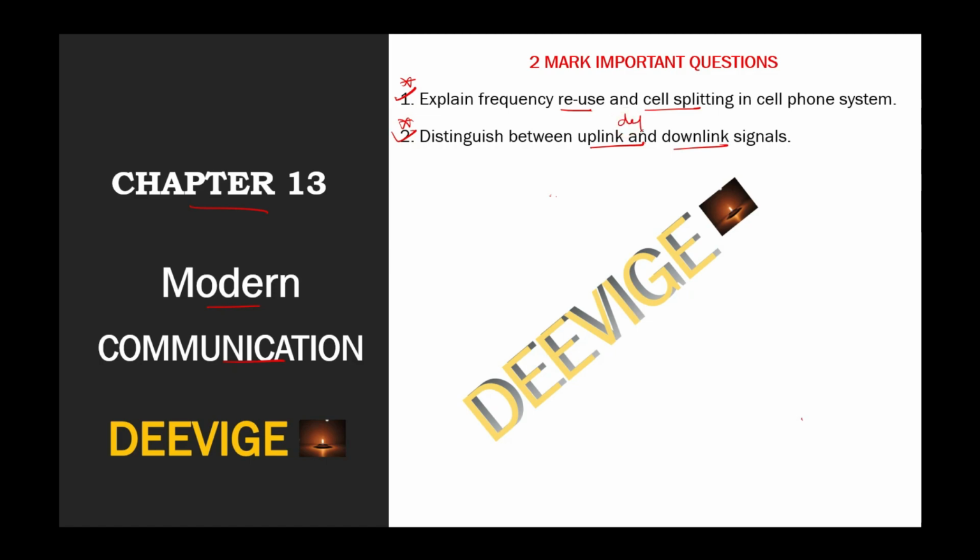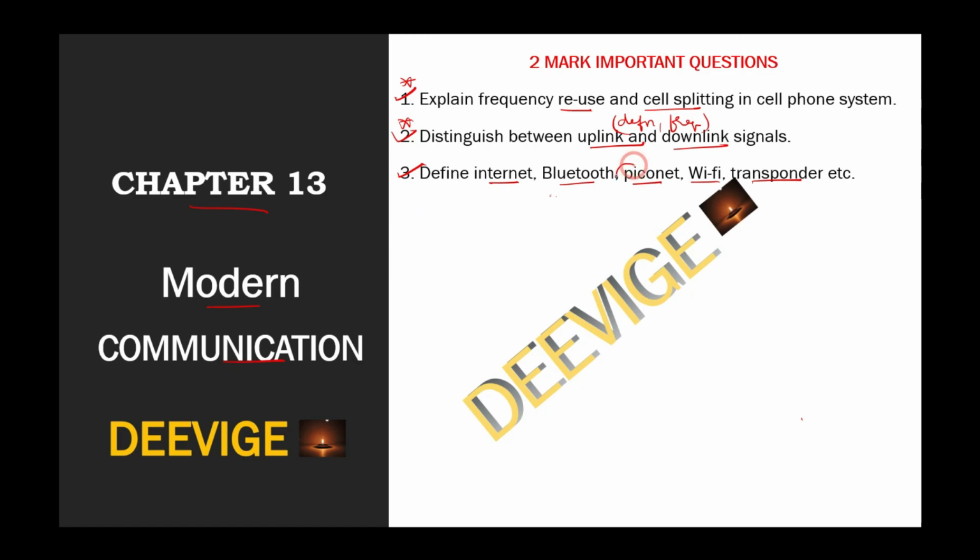Here you can write definition and frequency. Uplink frequency is what and downlink frequency is what. Then the next question is define internet or Bluetooth or Piconet, Wi-Fi, transponder, etc. The definitions can be asked. Any one can be asked or many can be asked.